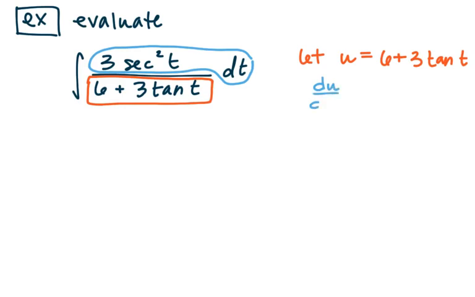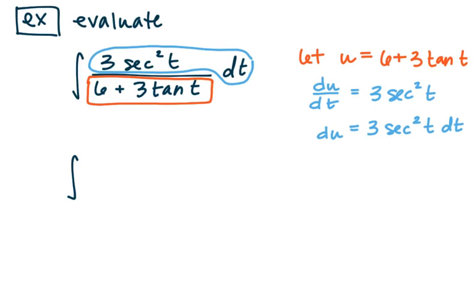So let's look at this. The derivative of u with respect to t, derivative of 6 goes to 0. And then the derivative of tangent, that would be 3 secant squared t. So du equals 3 secant squared t dt. And this is a nice, easy to deal with substitution. So in my denominator, I have u, and in my numerator, I have du. And this is the same as writing the integral 1 over u du.